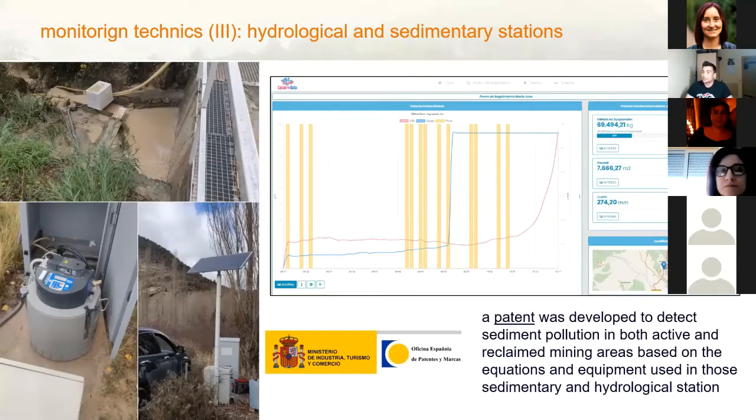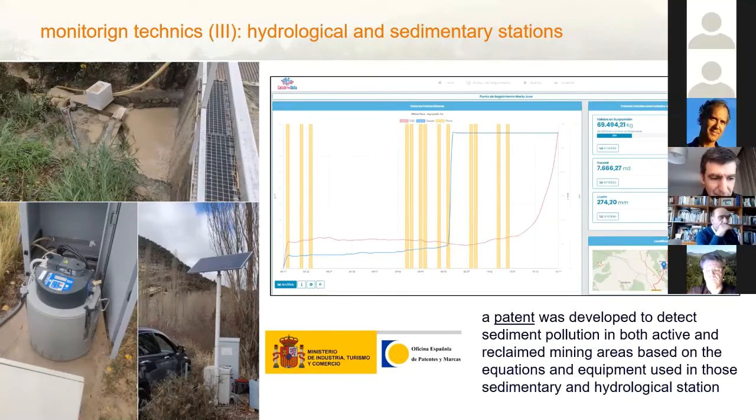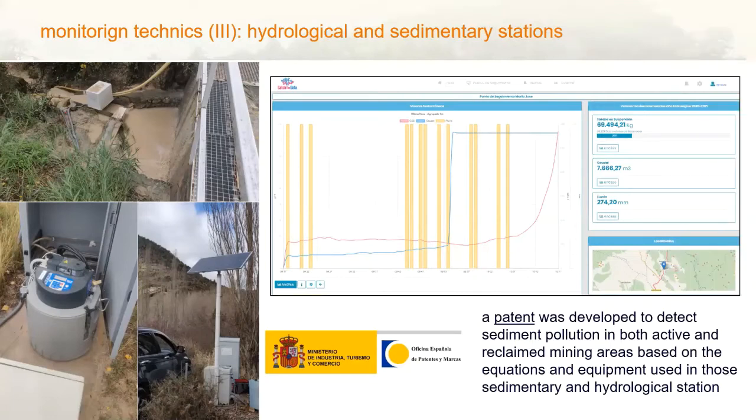Well, the last technique that I want to show you, and that we use in our reclamation projects, is hydrological and sedimentary stations combined with online, real-time applications. With these stations and an online application, we are able to get accurate, reliable, and high temporal resolution results about instantaneous sediment yields, to know if a reclamation is working properly or if any problem exists.